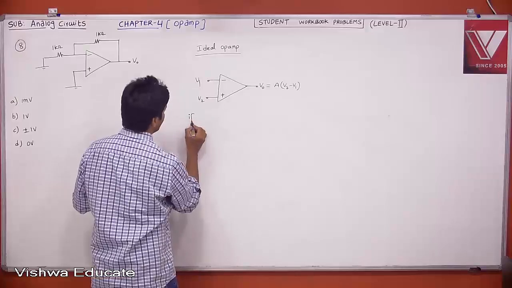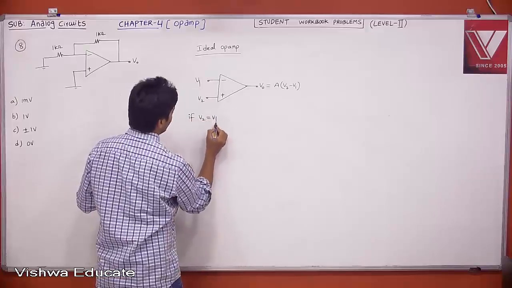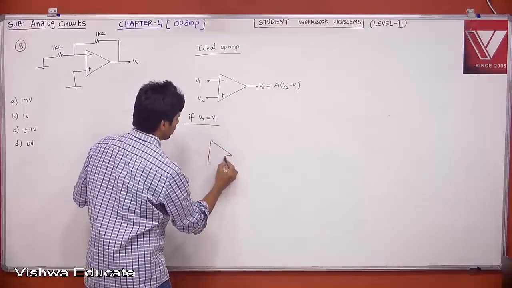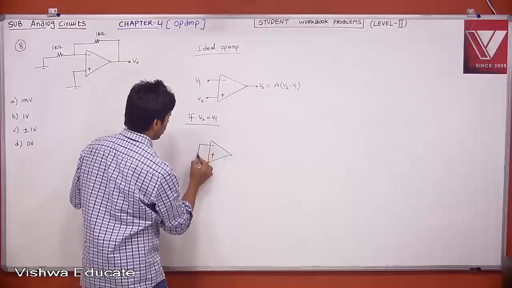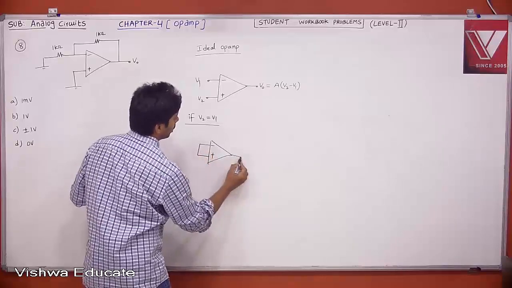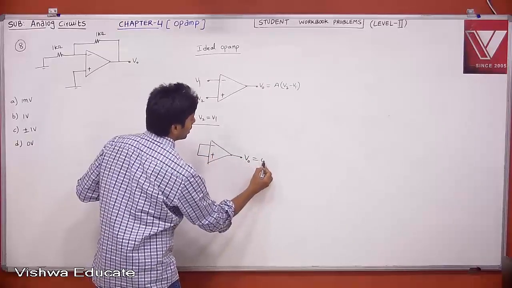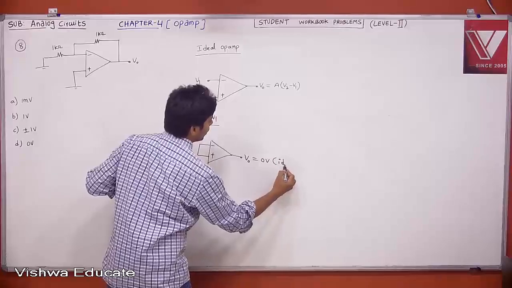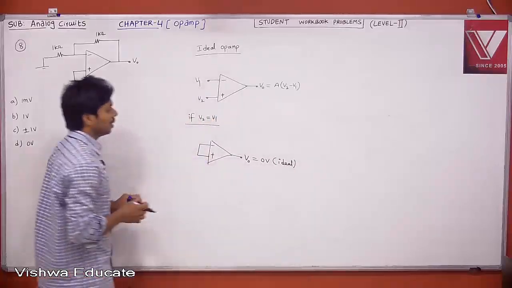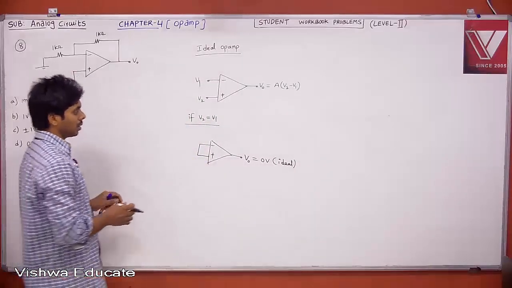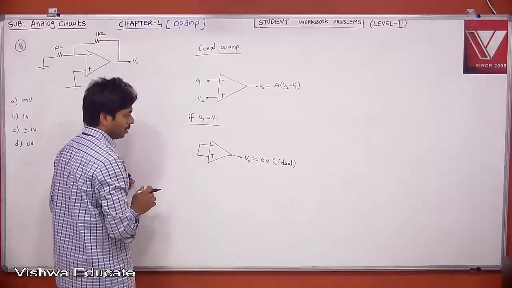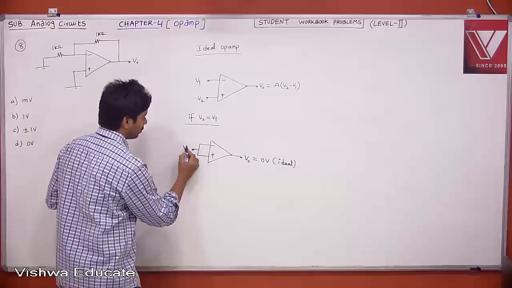If V2 is equal to V1, what I mean is, if you short both of the minus and plus terminals, and you ask me what is V0, we are expecting 0 volt. This is our idea. We are expecting 0 volt, when both are the same, at some value, whatever it may be.